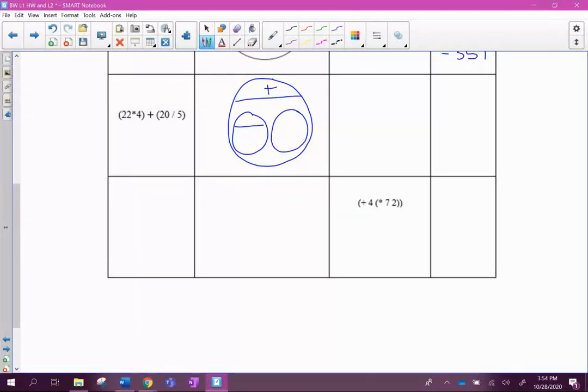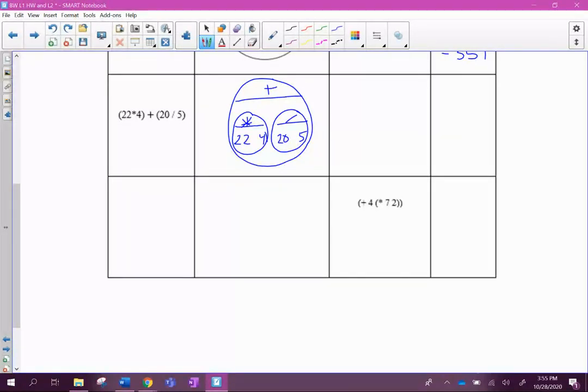The first one, its operation is multiplication, and we're multiplying 22 and 4. And the second one, its operation is division. That's an awful division sign. Division, and we're dividing 20 and 5.